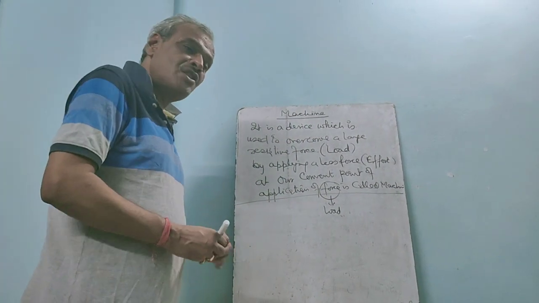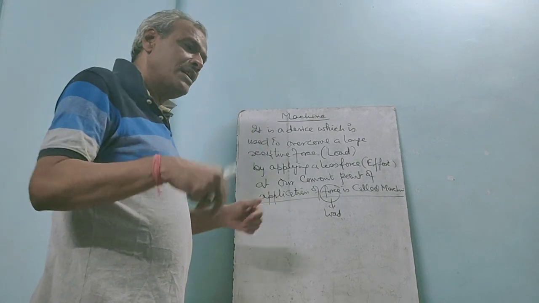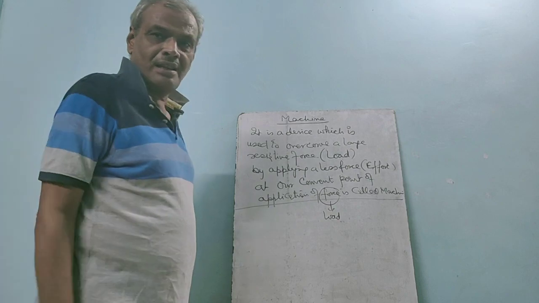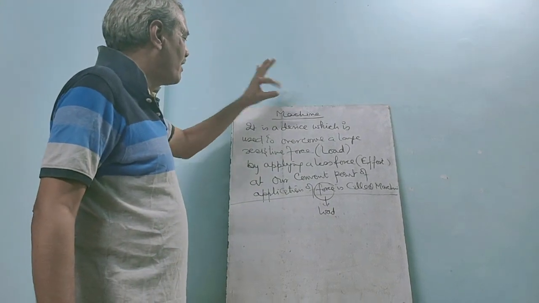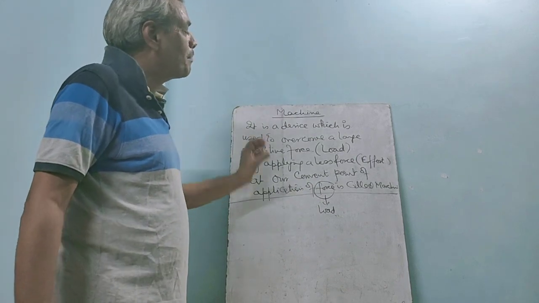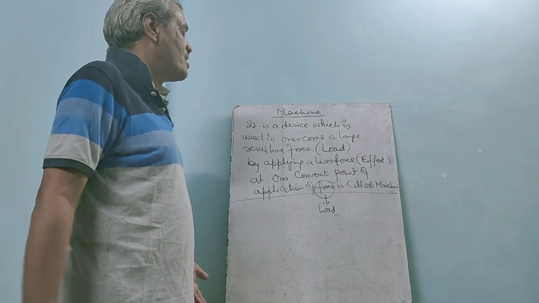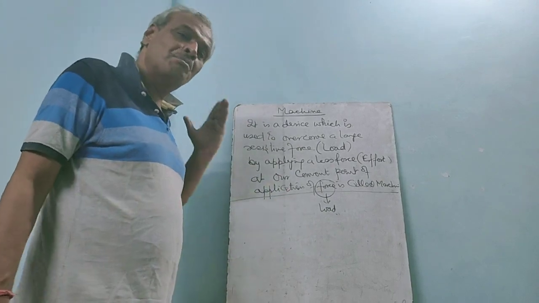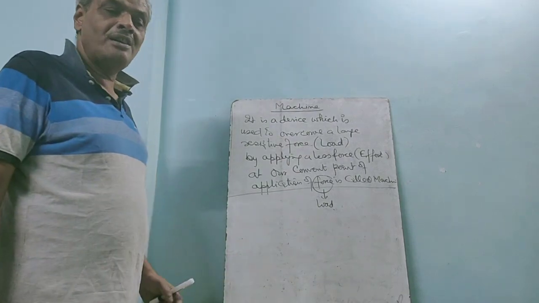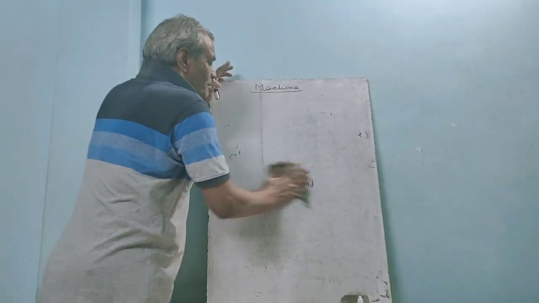Machine. Kya machine? Jo ek chote se effort ko laga ke bade se load ko, resistive force ko overcome kar sakte. Machine, it is a device which is used to overcome a large resistive force, load, by applying a less force, effort, at our convenient point of application of load, is called a machine. Got it? Now see, some terms related to the machine.